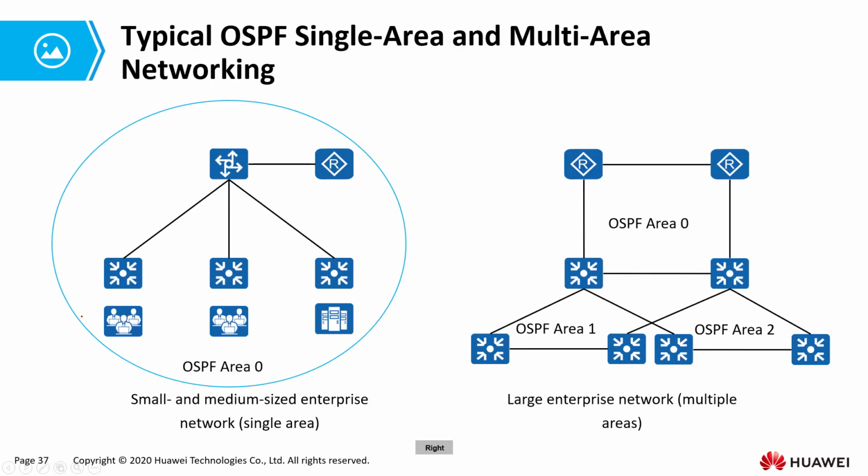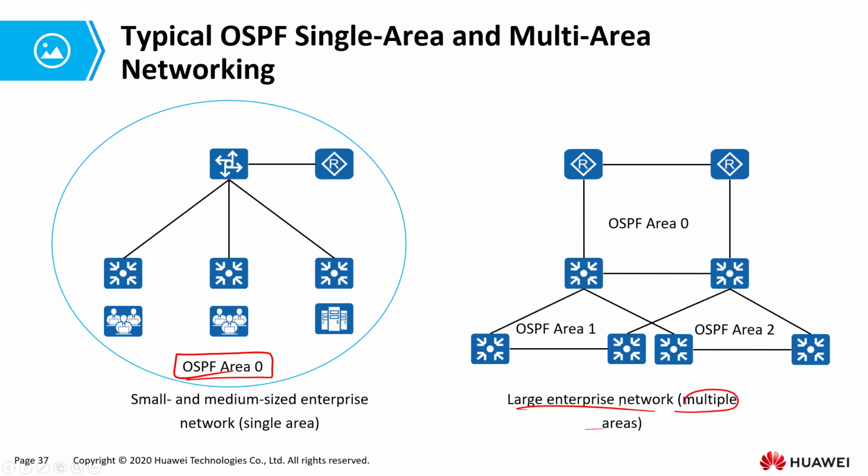So when we have a small network, we are typically going to run one area of OSPF. For medium and small enterprise networks, we normally deploy a single area. Now, for large enterprise networks, we normally deploy multiple areas.